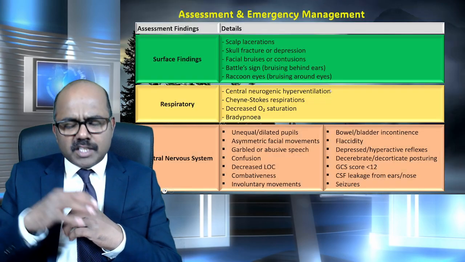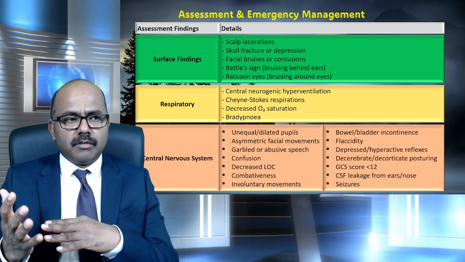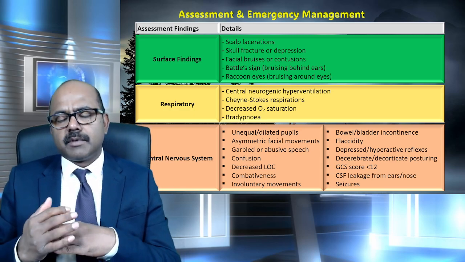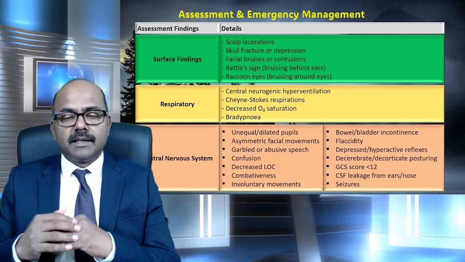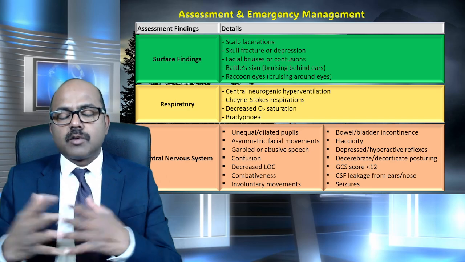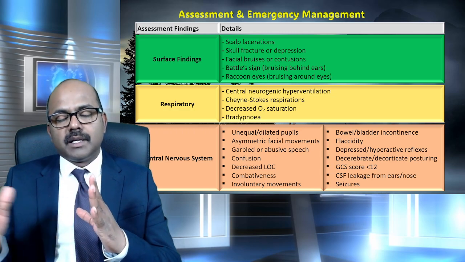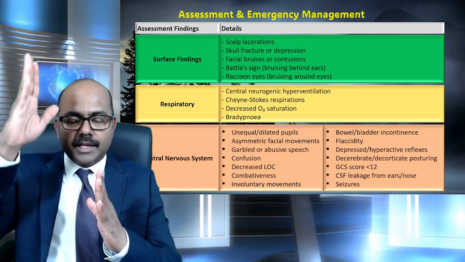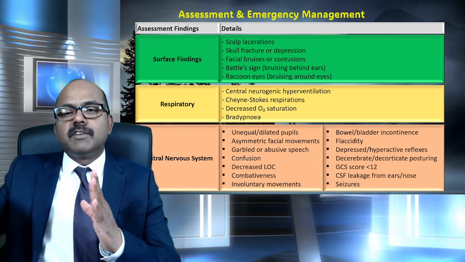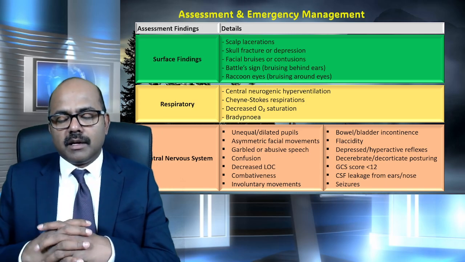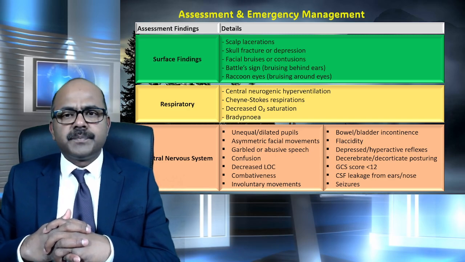In respiratory assessment, we look for any hyperventilation. There is always a chance of central neurogenic hyperventilation in case of a head injury. Look for Cheyne-Stokes respiration. Most patients with a head injury can exhibit Cheyne-Stokes respiration. That means breathing with varying depth. There will be a period of deep ventilation, then it comes back to low shallow ventilation, then goes back to deep ventilation. That's a varying pattern of breathing. So look for any sign of Cheyne-Stokes respiration.